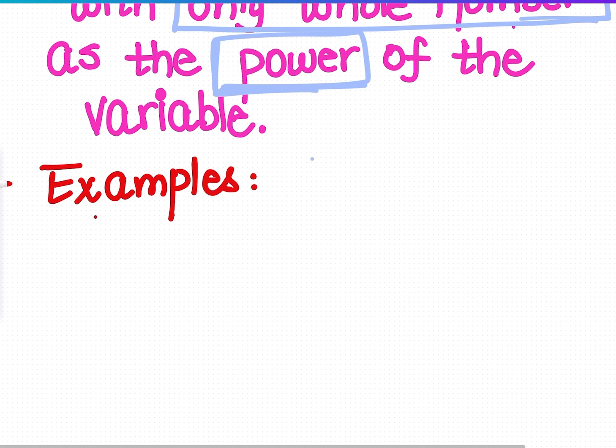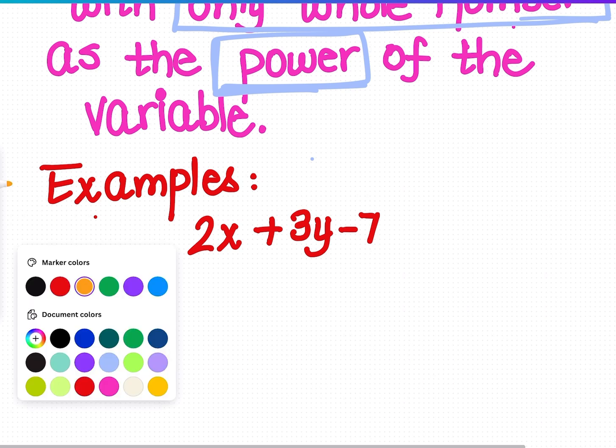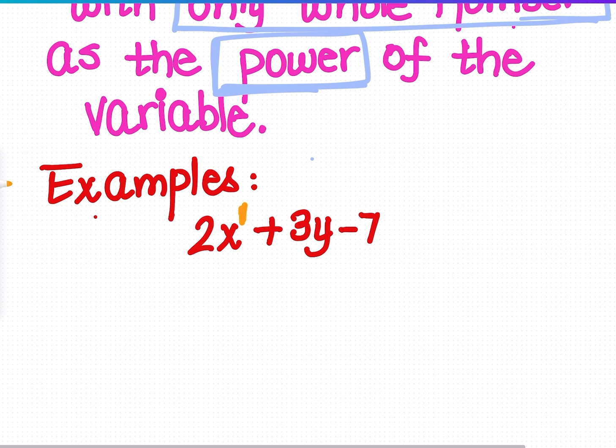We are taking a look at examples of polynomials, and we can write it as 2x plus 3y minus 7. Now let us take a look at the powers of the variable. What is the power of this variable? The power of the variable x here is 1. The power of y is 1, which is a whole number. So hence we can say that this is a polynomial, right?